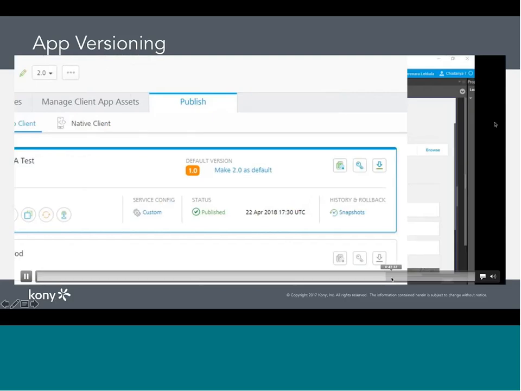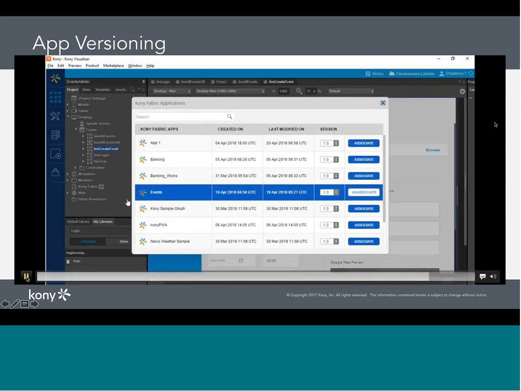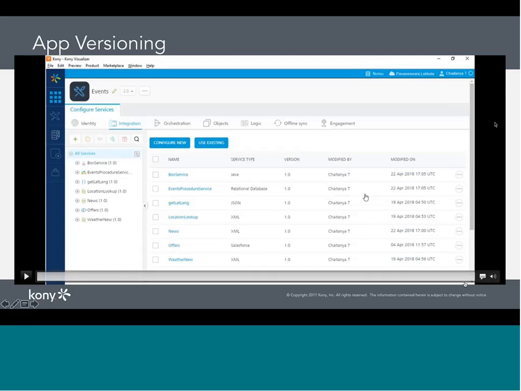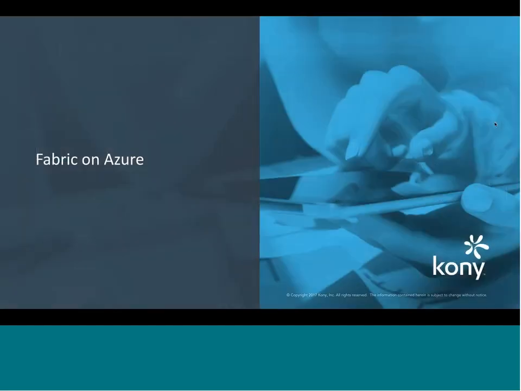Once this is done, you go to the client binary, and in the client binary, you were earlier able to choose just the Fabric backend app. Now you can also choose the version of the Fabric app that you're building for. So I'm associating the client binary for US Central with the 2.0 version and am able to build and use this. So this is about app versioning. Now let's move on to the next feature.